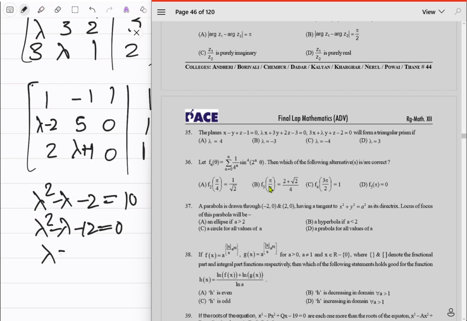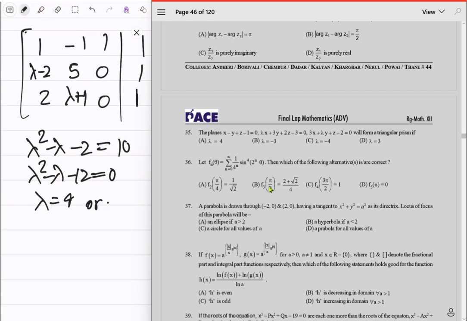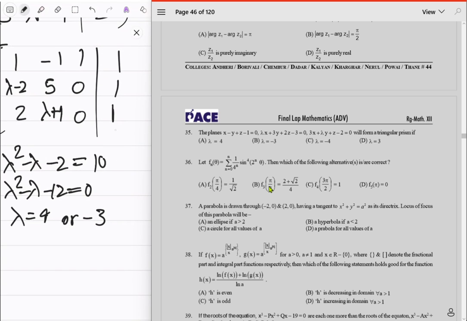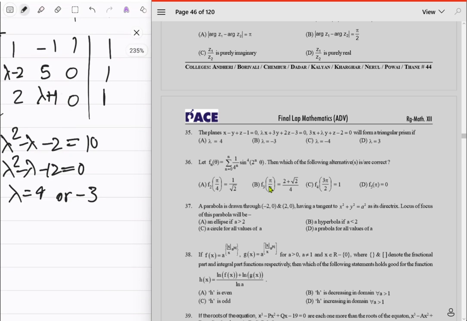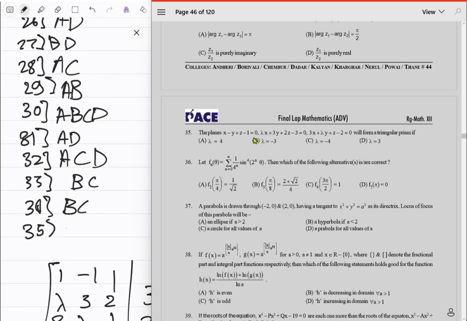It's like lambda equal to 4 or negative 3. And what about this guy? So lambda 4 gives negative 1, 5. Oh god, no, that means 0 in that case. It has to be negative 3 in that case, right? Yeah. Lambda equal to negative 3. So B is the only solution. Next question. 36.